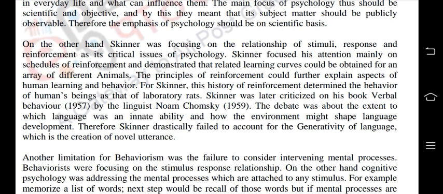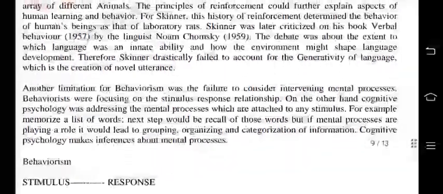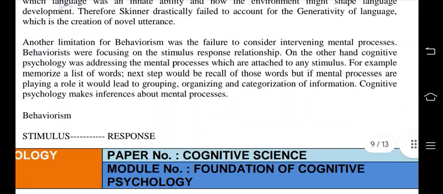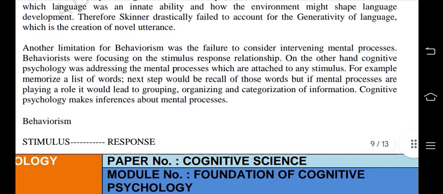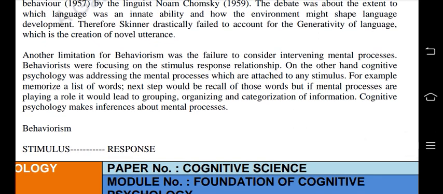Skinner was later criticized on his book Verbal Behavior, published in 1957, by the linguist Noam Chomsky in 1959. The debate was about the extent to which language was an innate ability and how the environment might shape language development. Skinner drastically failed to account for the generativity of language, which is the creation of novel utterances. Another limitation of behaviorism was the failure to consider intervening mental processes.